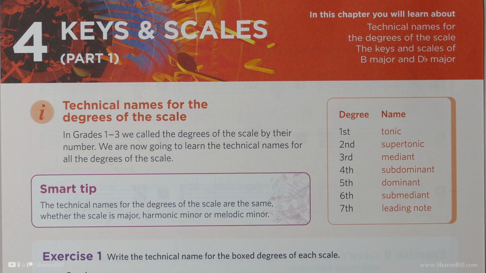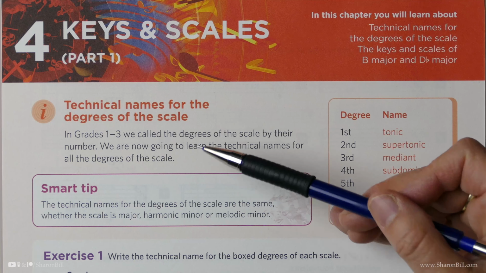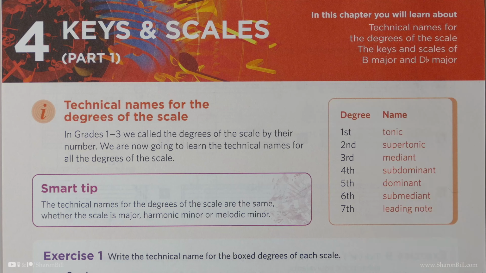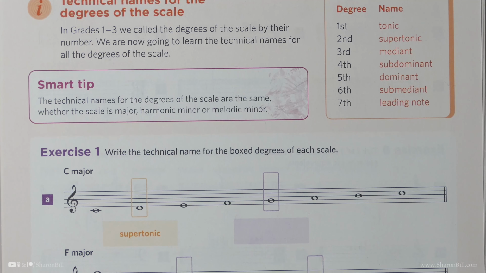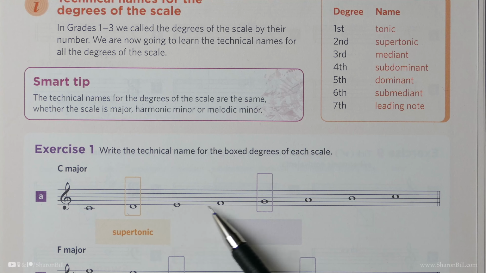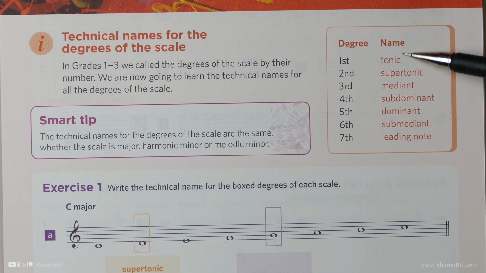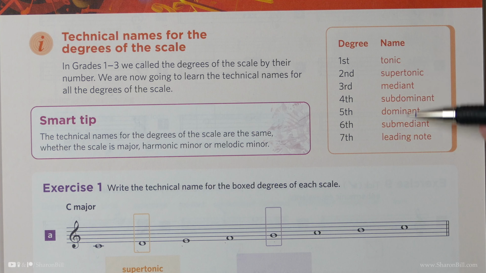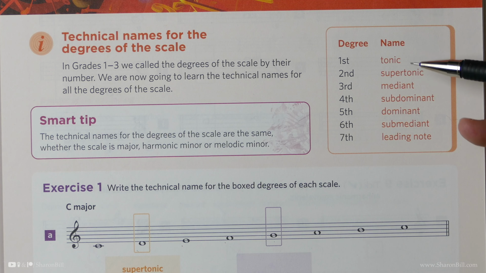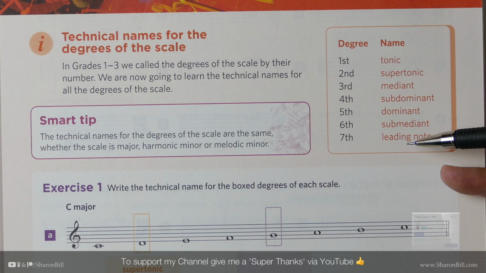We move on now to page 24 of the Grade 4 Discovering Music Theory workbook, and we look at the topic of keys and scales. And here in particular, we're looking at the technical names for the degrees of the scale. Instead of calling each step of the scale by its number, 1, 2, 3, 4, 5, 6, 7, 8, we can give them technical names here. And of course, you can just go ahead and revise them and learn them. However, it's much more helpful and certainly much more enjoyable if you can understand why they are called these.